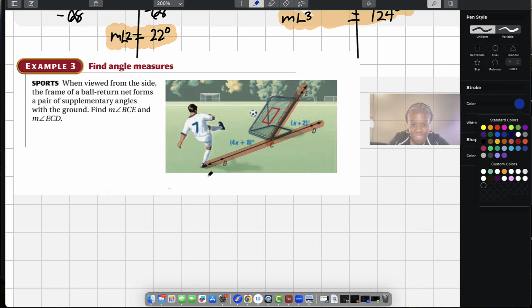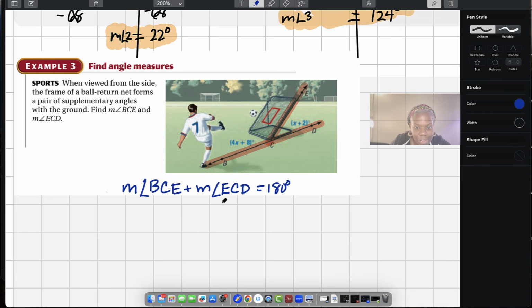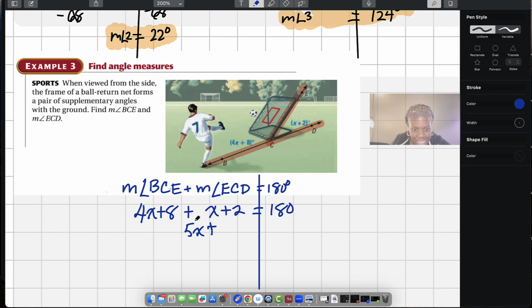So I'm going to write that down. All right, so the measures of these two angles, BCE and ECD, have to add up to 180. So now I'm going to do some replacement. BCE is said to be equal to 4x plus 8, and then ECD is said to be equal to x plus 2, and all of that must equal 180. Why? Because they're supplementary, right? So we're going to join like terms together on the left side, simplify our situation. So I get 5x plus 10 is equal to 180.